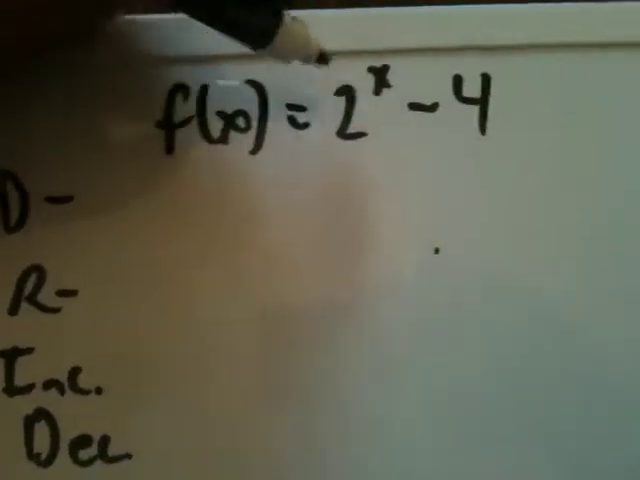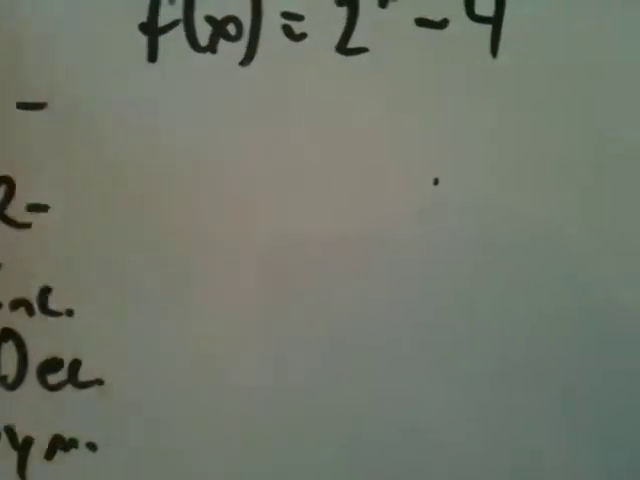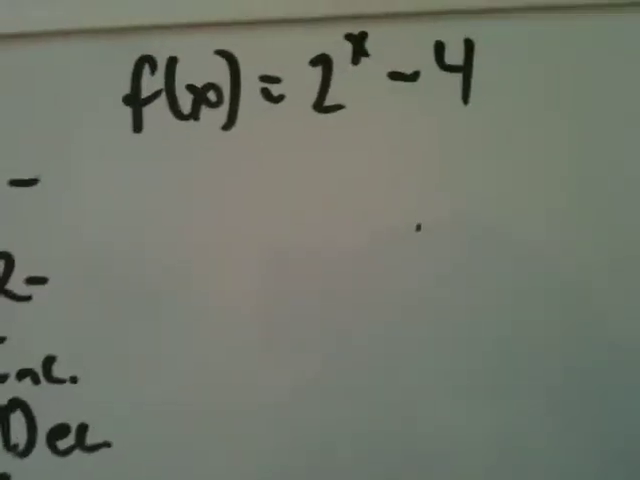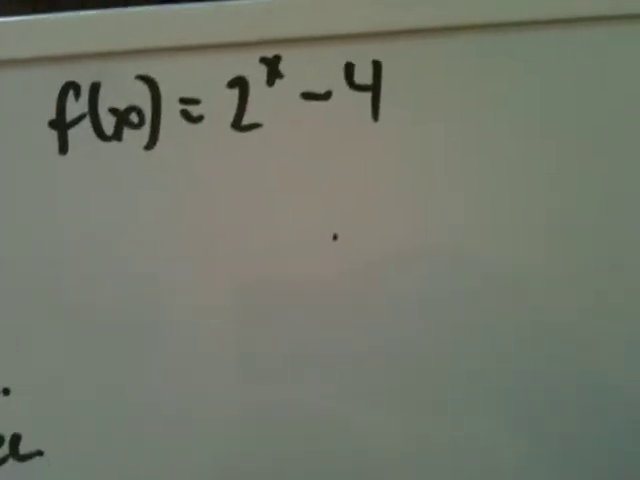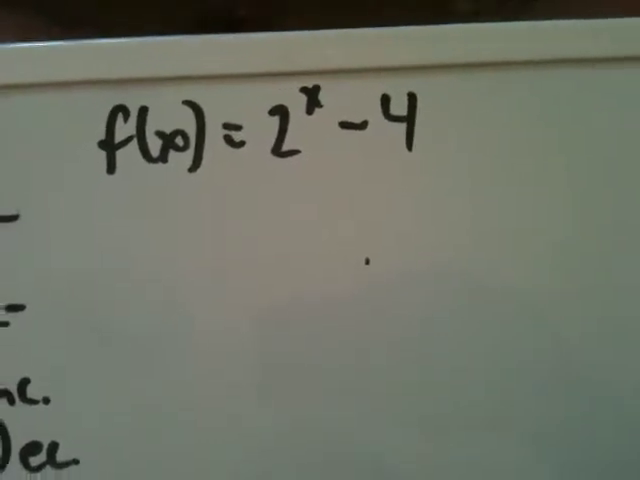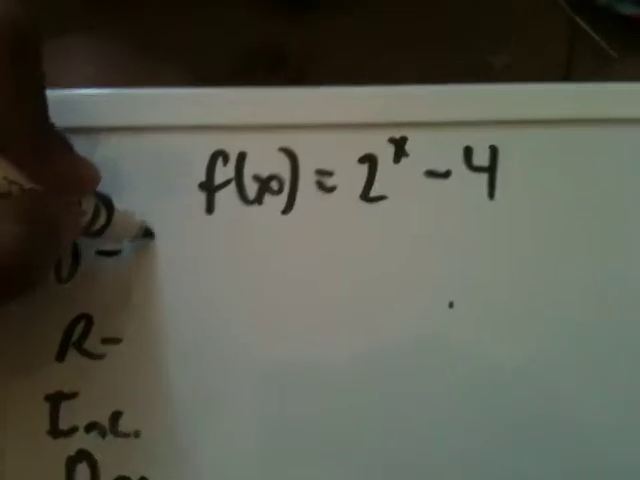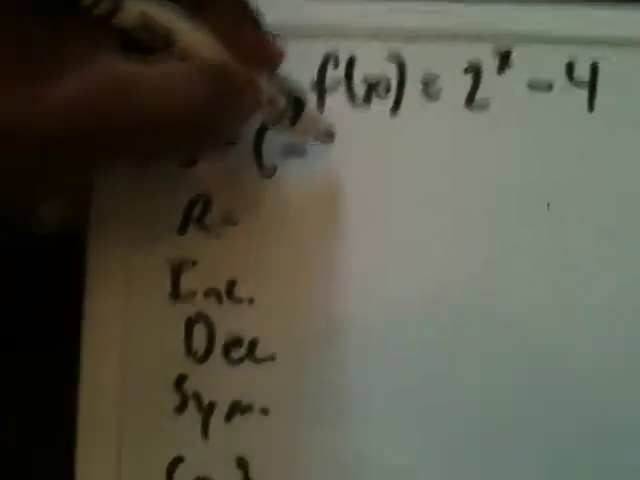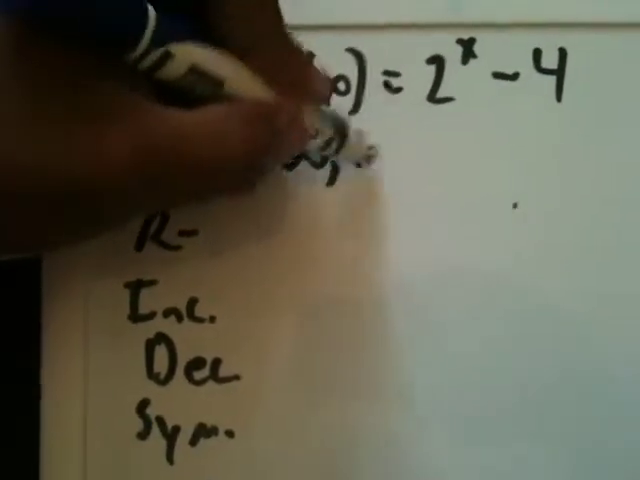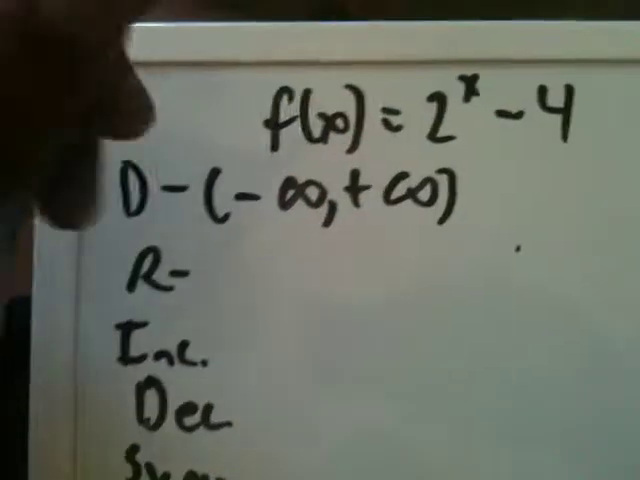Now, the first thing we want to look for is the domain. You can plug anything in for x. You can plug in 0, 1, 2, 3, 12,000, anything over 9,000, anything under 9,000, negative 9,000, whatever. So your domain is all real numbers, and we write that, if you remember, as negative infinity, positive infinity, with open parentheses on either end.